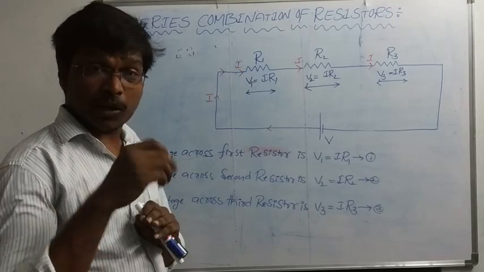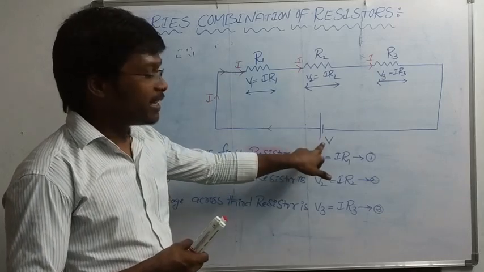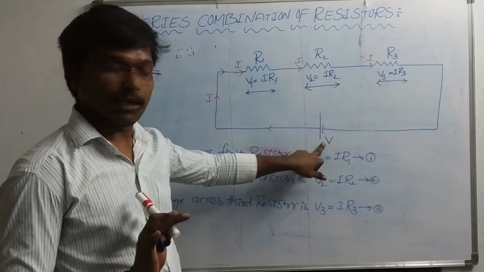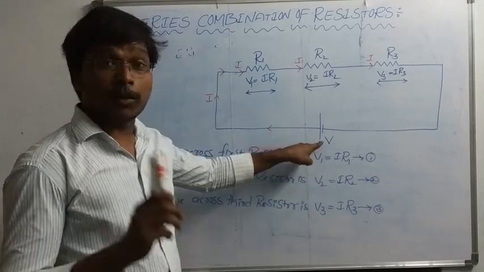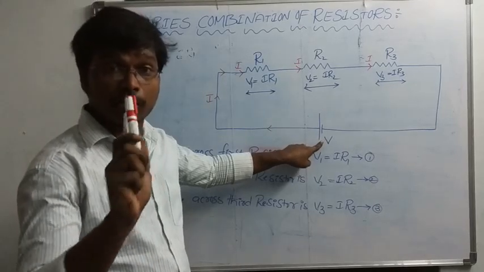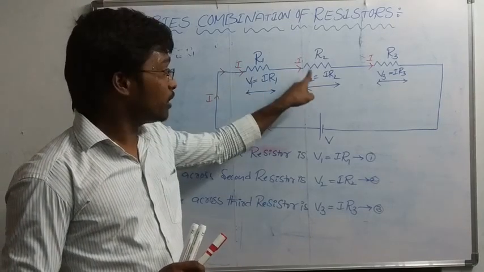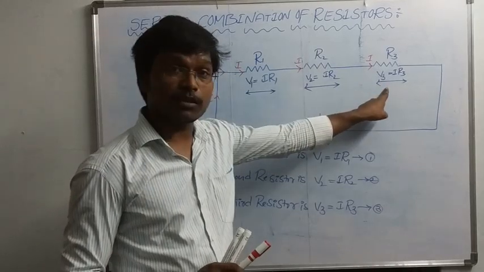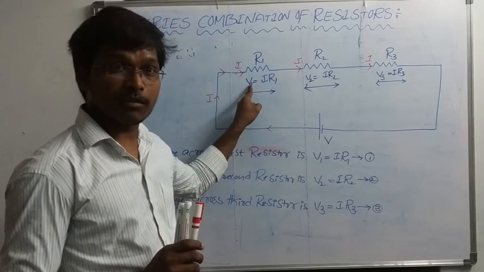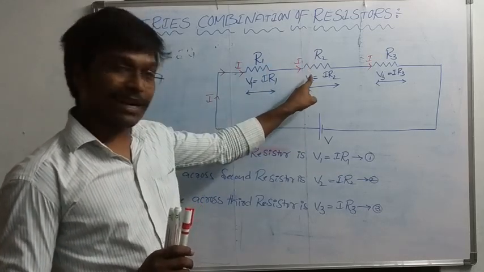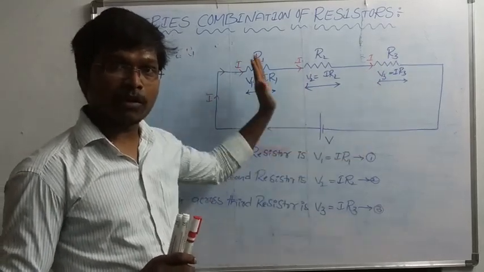Now, this is a very important point. You can remember, here V is the total voltage of the battery. This total voltage of the battery is equal to the voltage across the first resistor, and the voltage across the second resistor, and the voltage across the third resistor. That means V is equal to V1 plus V2 plus V3.